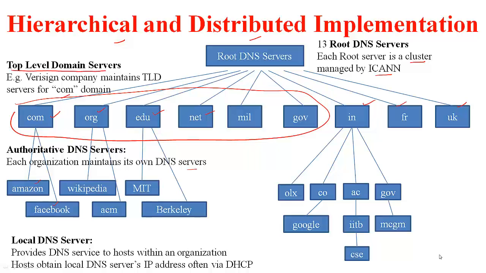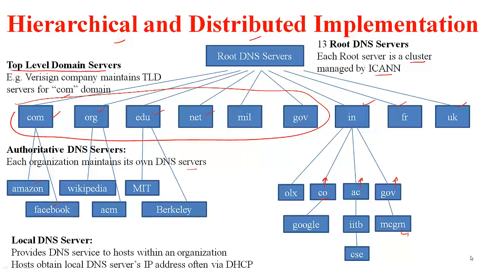Let's look at this India zone. Within this Indian zone, there are multiple other zones. So there is CO to represent companies, AC to represent academic institutions, Gov to represent government organizations. So IITB falls under this AC zone. And similarly, MCGM stands for Municipal Corporation of Greater Mumbai. It falls under government.